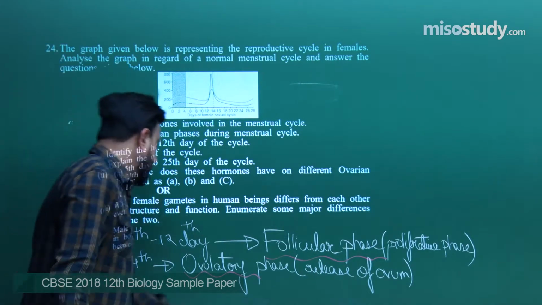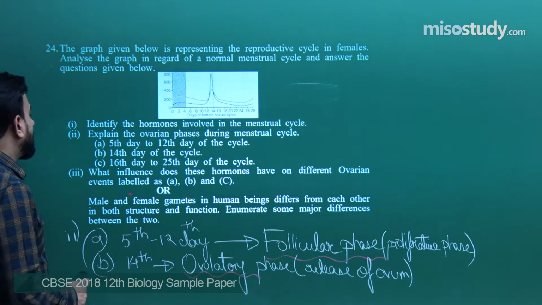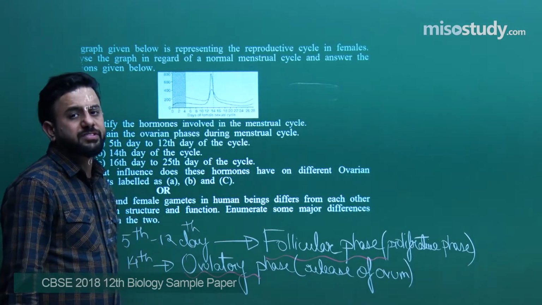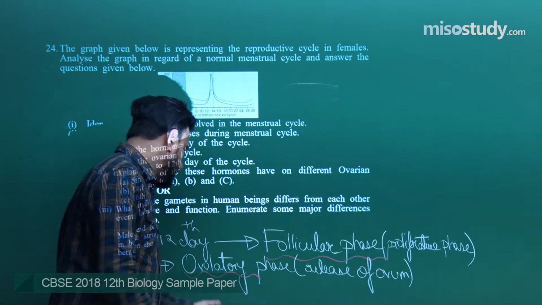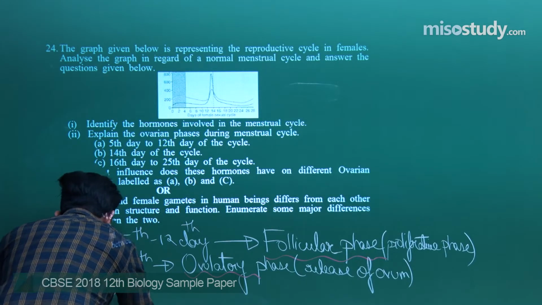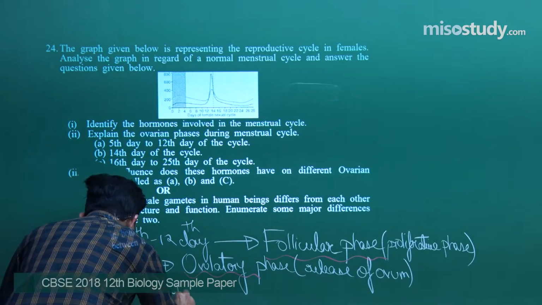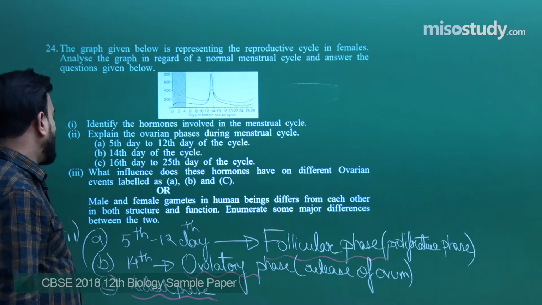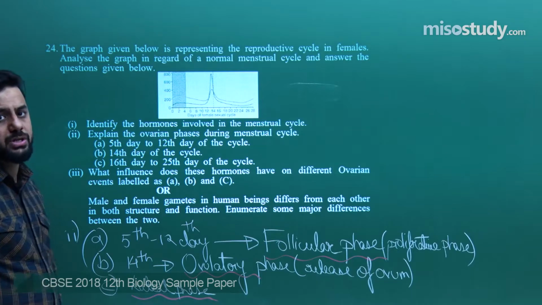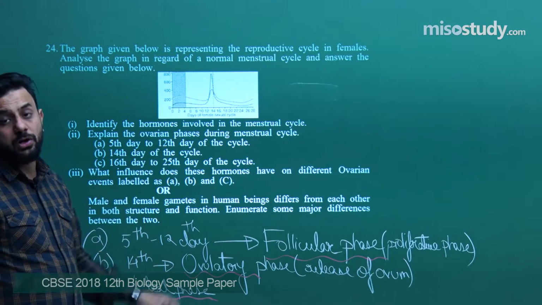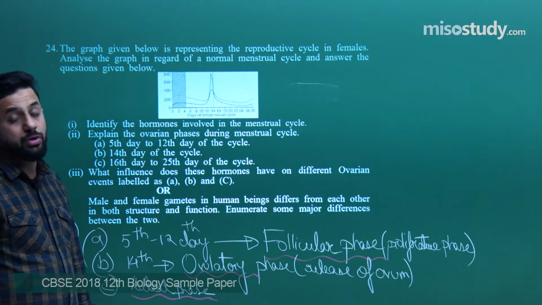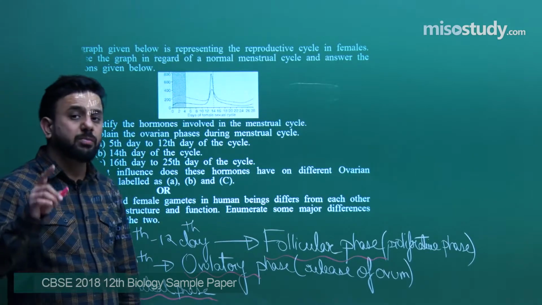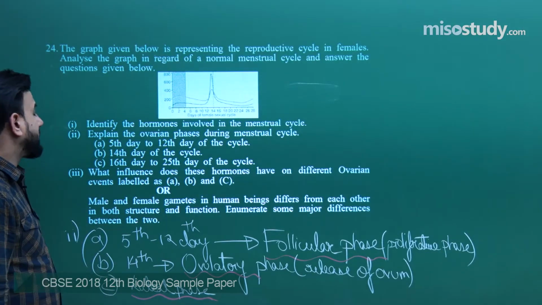And finally, the 16th to the 25th day of the cycle, that is the last phase of the cycle, is called the luteal phase. So even the second part of the question is over. The first part is called the follicular or the proliferative phase. The second part, the 14th day of the cycle, is called the ovulatory phase, and the third part is the luteal phase from the 16th day to the 25th day of the cycle.